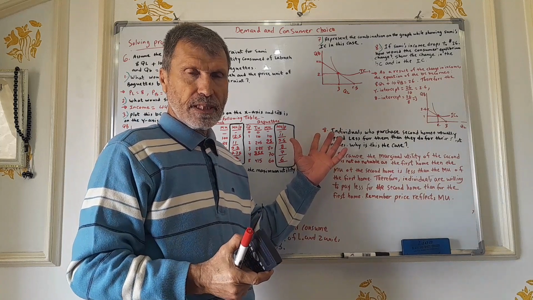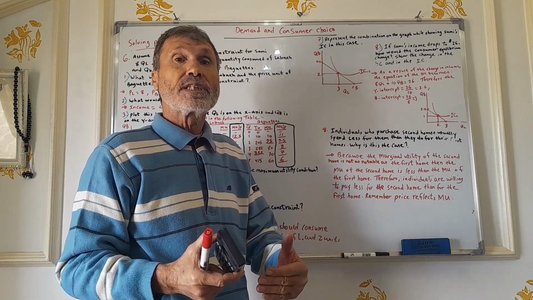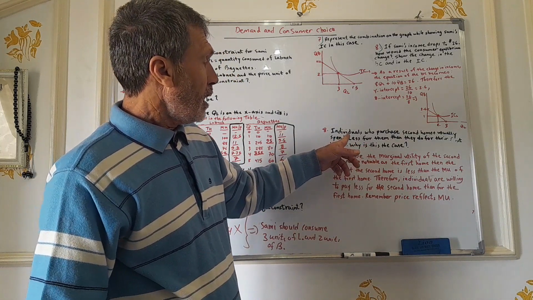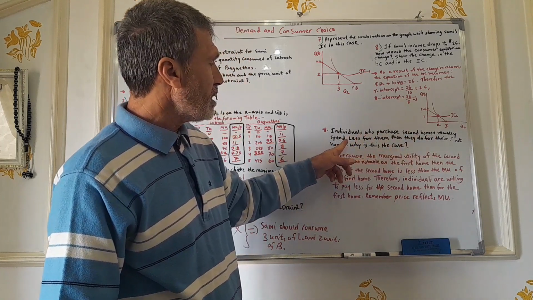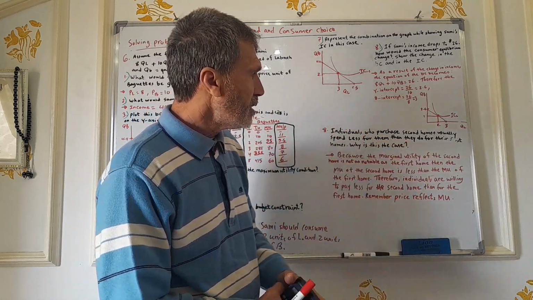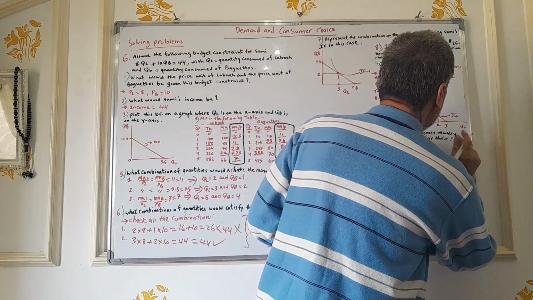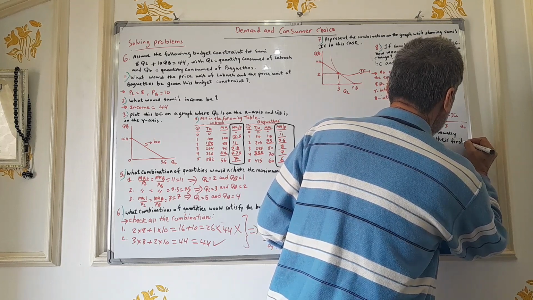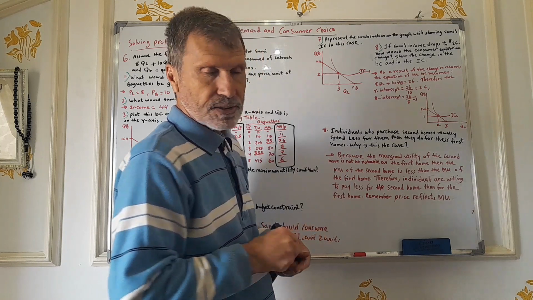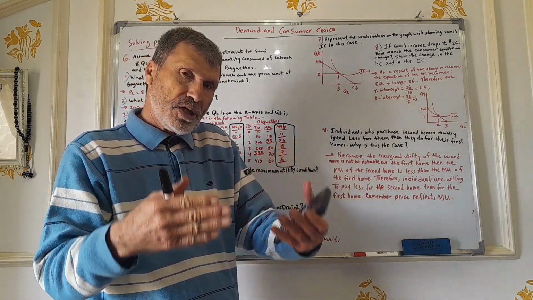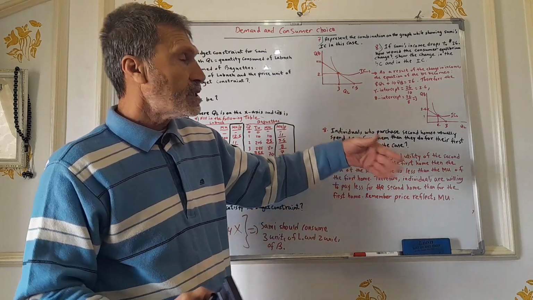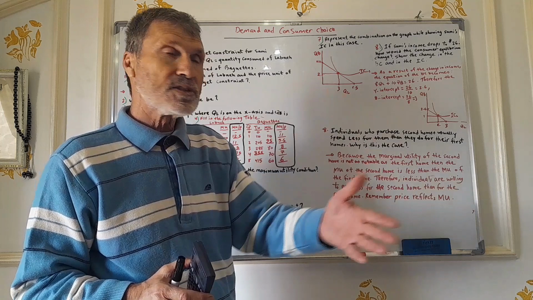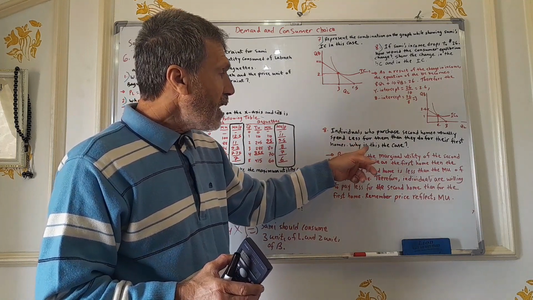Now we will move to a word problem. Of course, this word problem is an application of the concept we studied in this chapter regarding total utility and marginal utility. What this question says: individuals who purchase second homes usually spend less for them than they do for their first homes. Why is this the case? The question is very clear, saying that consumers who purchase second homes usually pay less or spend less for them than they do for their first homes. The question, why is this the case?